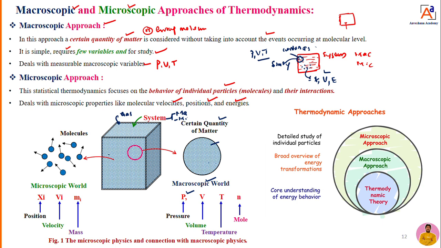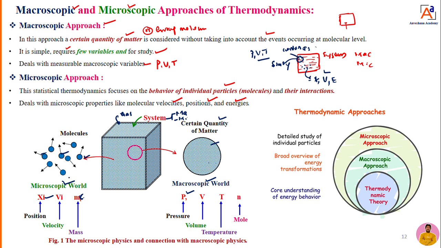If I consider individual particles for the study, then that approach we can call a microscopic approach. If you are doing the thermodynamic analysis by considering individual molecules, then that approach is a microscopic approach. In the microscopic approach, we are determining the position of the individual particle, the velocity of the individual particle or molecule, and the mass or energy of the individual particle.